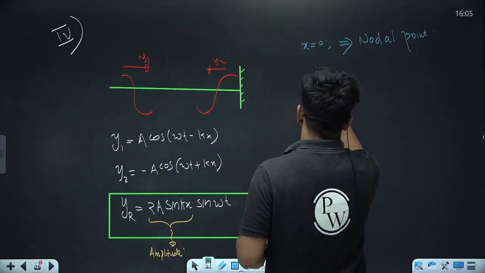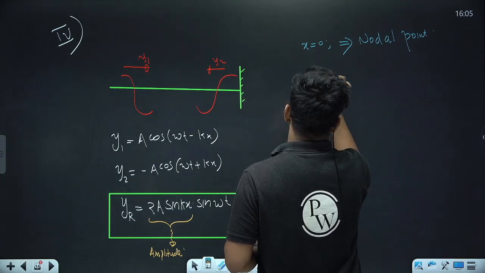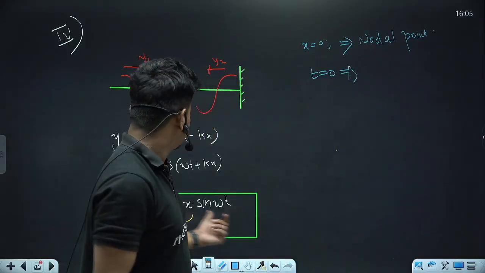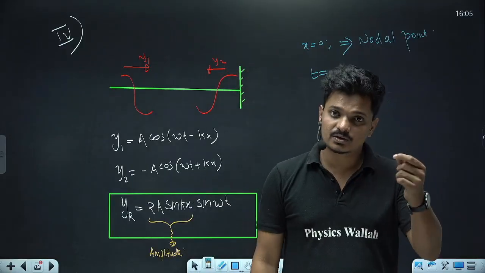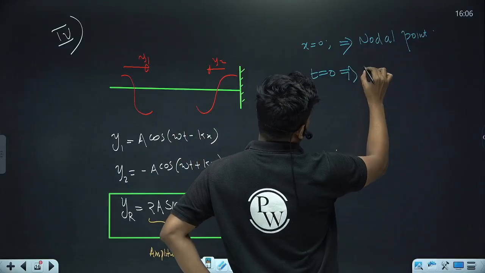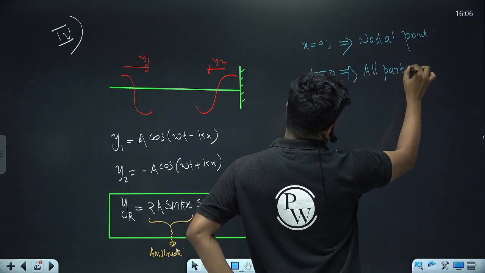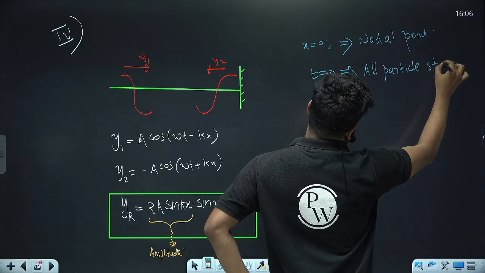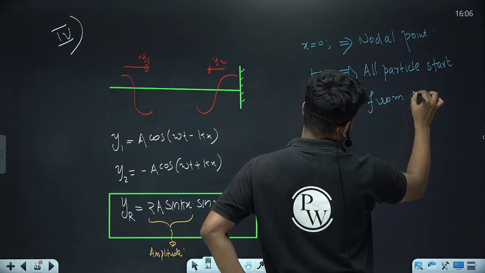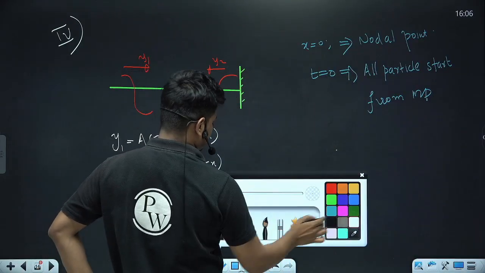Then when time is equal to 0, what happens? Our sin omega t becomes 0. So what is the displacement equation at time equal to 0? It is 0. That means every particle is at the mean position. So all particles start from the mean position. Okay, every particle starts from mean position.